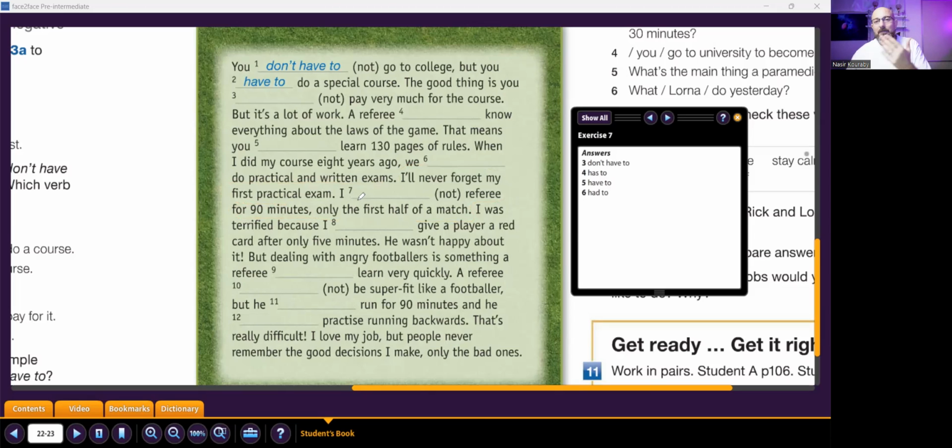What do I use in the past, had to, but here we have negative. So I didn't have to. Okay, I didn't have to. Now, I was terrified. Terrified means scared, afraid. Because I gave a player a red card after only 5 minutes. Again. So I was.